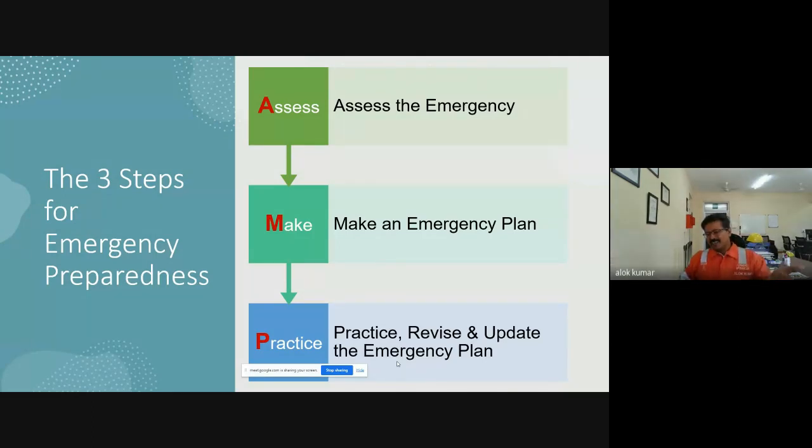Then we have to update it. We also have to update the plan, so that one can be assured that if anything occurs in a premises, then on time we can tackle it and we can save life, property, and environment.